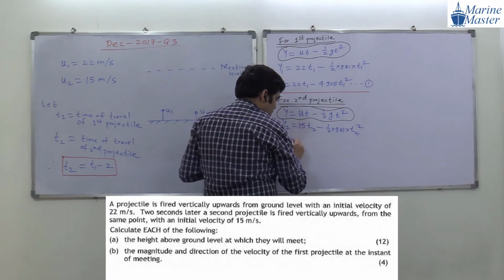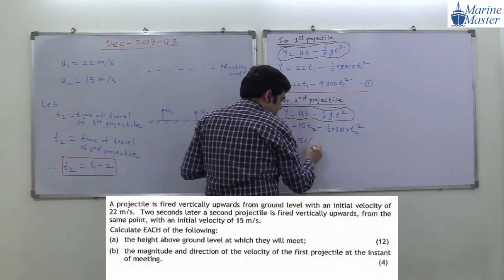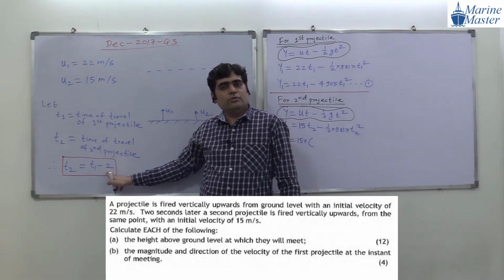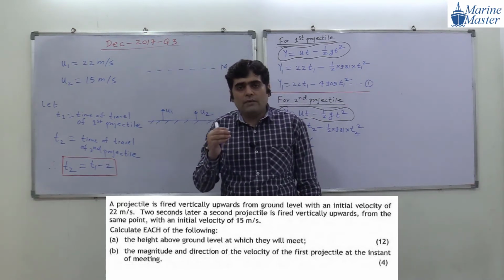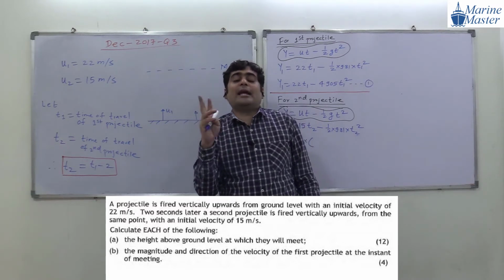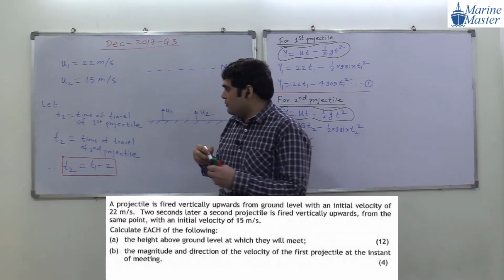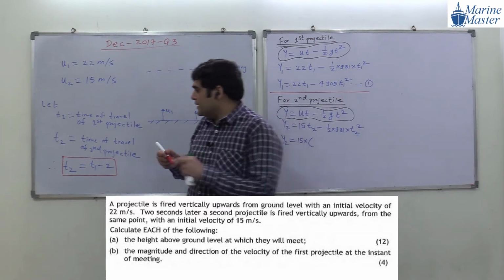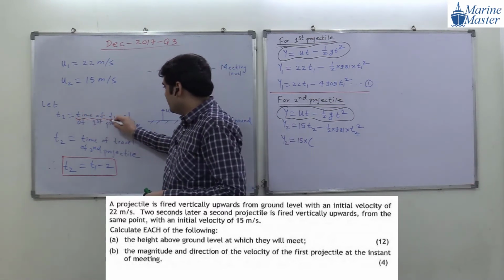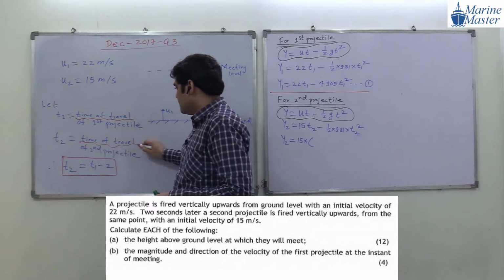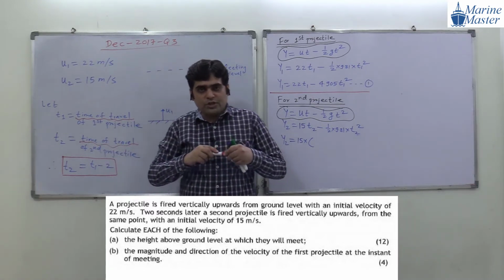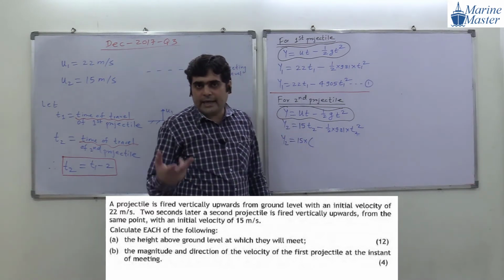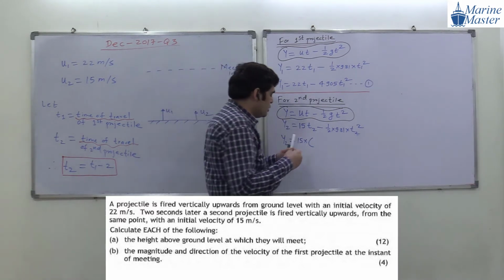Instead of t2, t2 is equal to what? t1 minus 2. Because the second projectile always starts 2 seconds later, meaning time of travel. You got the meaning of time of travel? Time of travel of the second projectile is always 2 seconds less. Means t2 is equal to t1 minus 2.